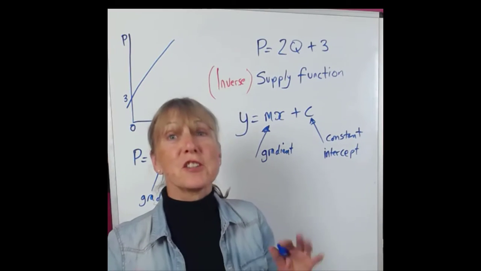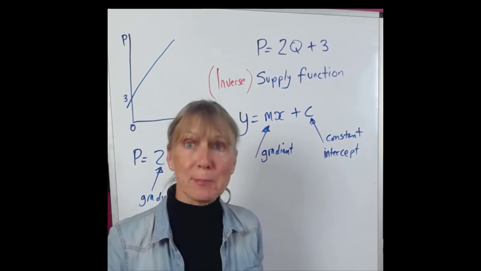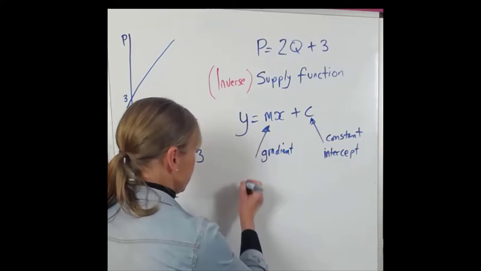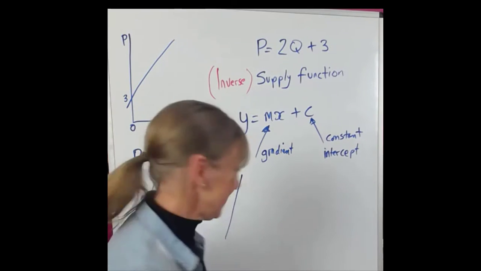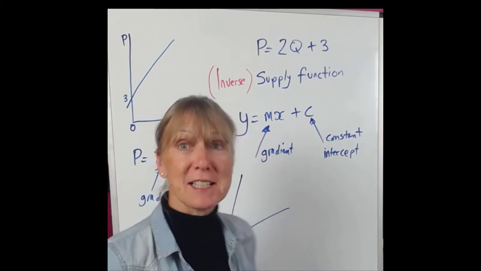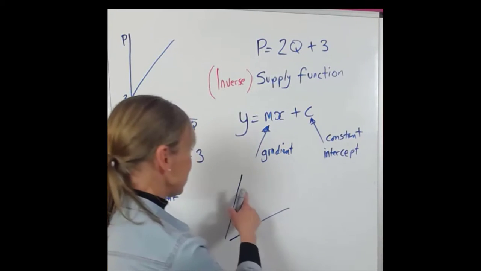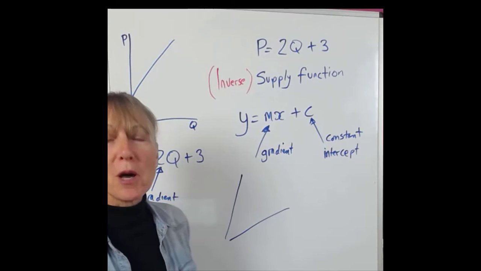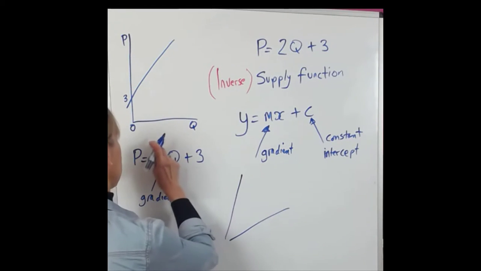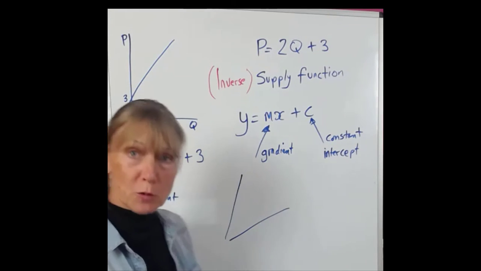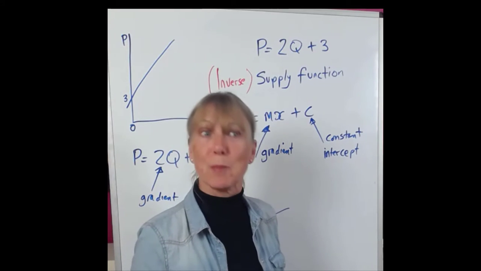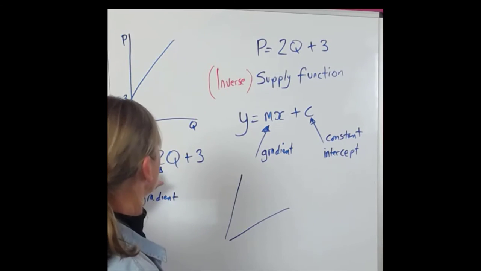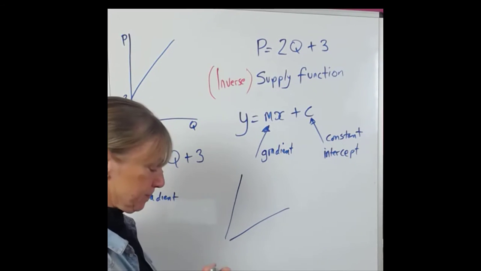So what is gradient? Gradient is a measure of steepness. Economists often refer to it as the slope. So this is a steeper gradient. This is a less steep gradient. And the size of the gradient is indicated by the size of the number in front of the q. So we think of this as the coefficient of q, a fancy maths name for the number multiplied by q or x, whatever the variable is. And so the bigger that number, the steeper it is.